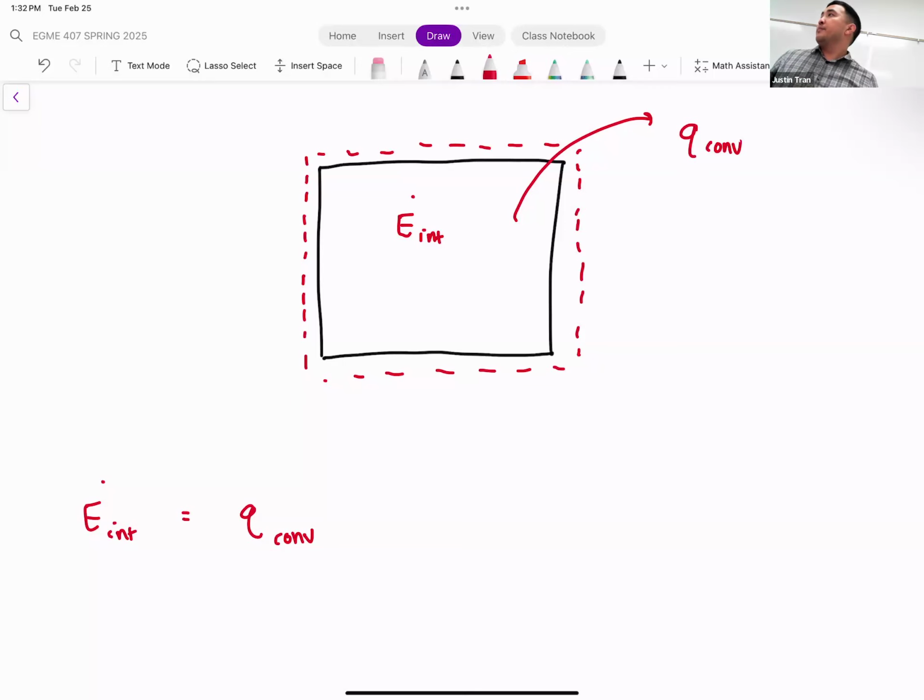Question: just those two terms? Yeah, so we're going to add more terms to this, but this is just where we started with last time. But here we're going to add more terms. Let me actually draw the convection going by.